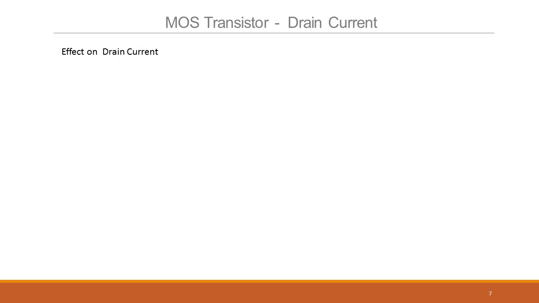So let's look at the MOS drain current. What is the effect on the drain current? When you saw that the VGS increased, the amount of channel charge increased. If the amount of channel charge increased, current increases. Because there are more free electrons available, the current increases. So ID is proportional to VGS.